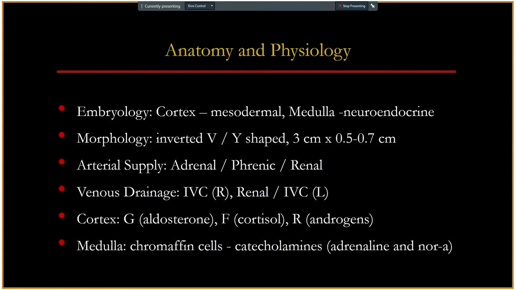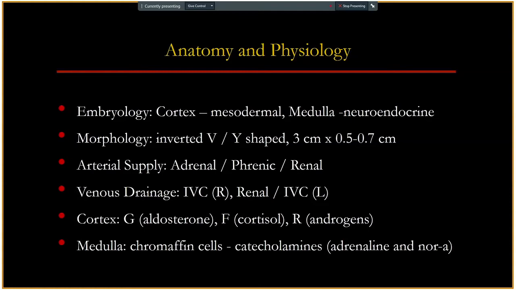Anatomically, adrenals are inverted V or Y-shaped glands. They are about 3 centimeters by 5 to 7 millimeters in size. They get their arterial supply from three sources: the adrenal artery, which arises directly from the aorta, a branch of the phrenic artery that comes down and travels inferiorly from the phrenic artery, and a branch from the renal artery, which arises and runs superiorly from the renal artery. So adrenals have three different arterial supplies.